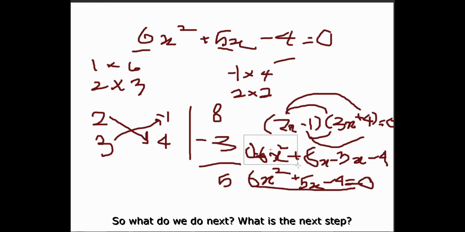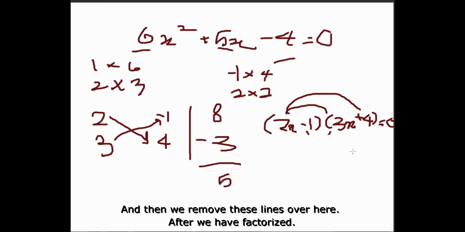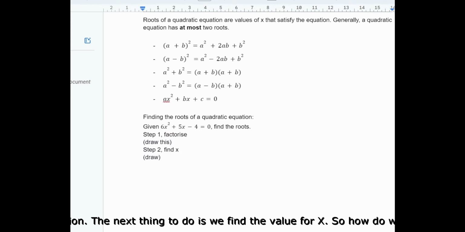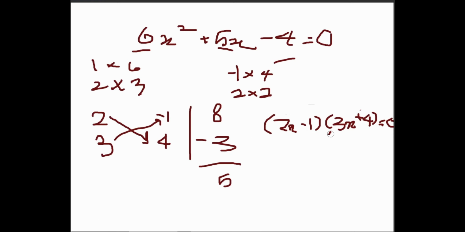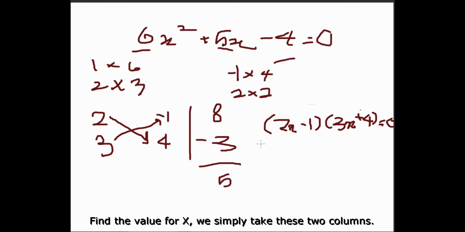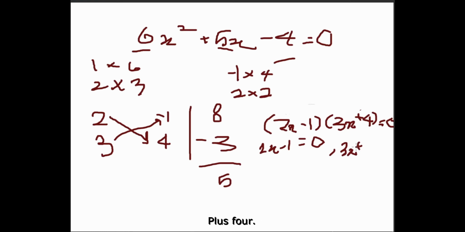So what do we do next? What is the next step? Let's remove this, and then we remove these lines over here. After we have factorized the equation, the next thing to do is we find the value for x. So how do we do this? To find the value for x, we simply take these two columns. We do 2x minus 1 equals 0. We also take 3x plus 4 equals 0.